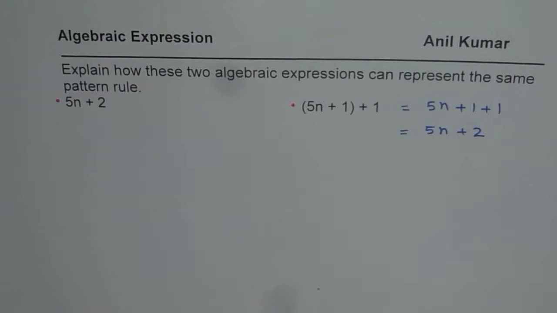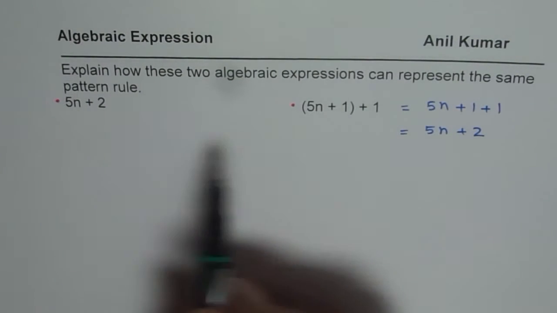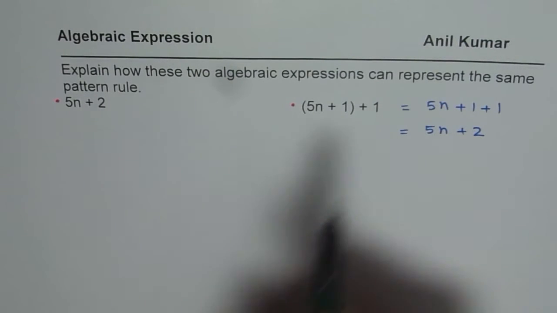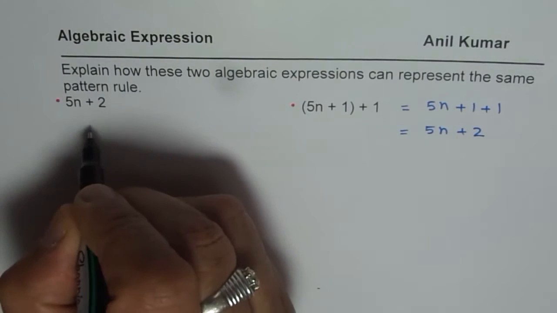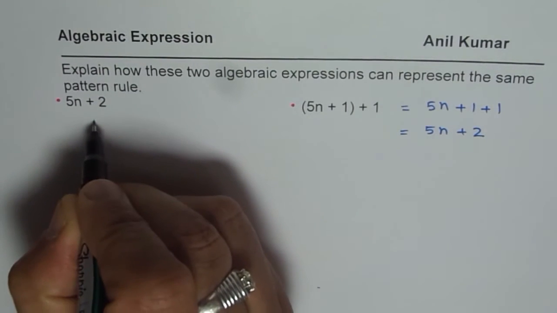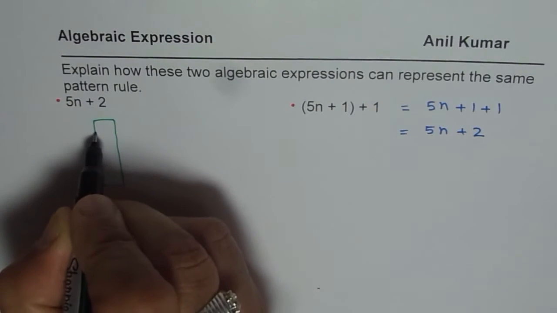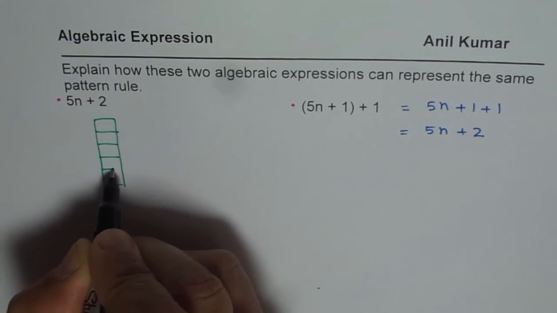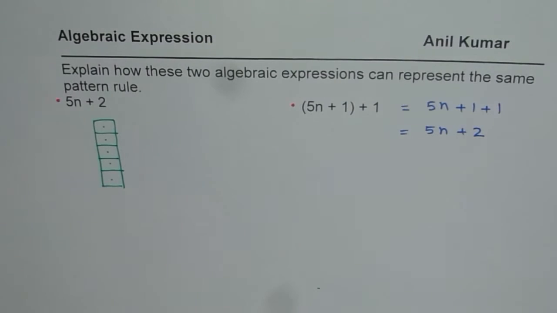Now it would be better if we make a pattern to represent the equation and see how it could be treated as 5n + 2 or 5n + 1 + 1. So 5n means, and 2 means 2 is fixed, right? So let us take a block which has 5 blocks in it, right? So let us say this is the one which has 1, 2, 3, 4 and 5. So there are 1, 2, 3, 4, 5 blocks here, right?